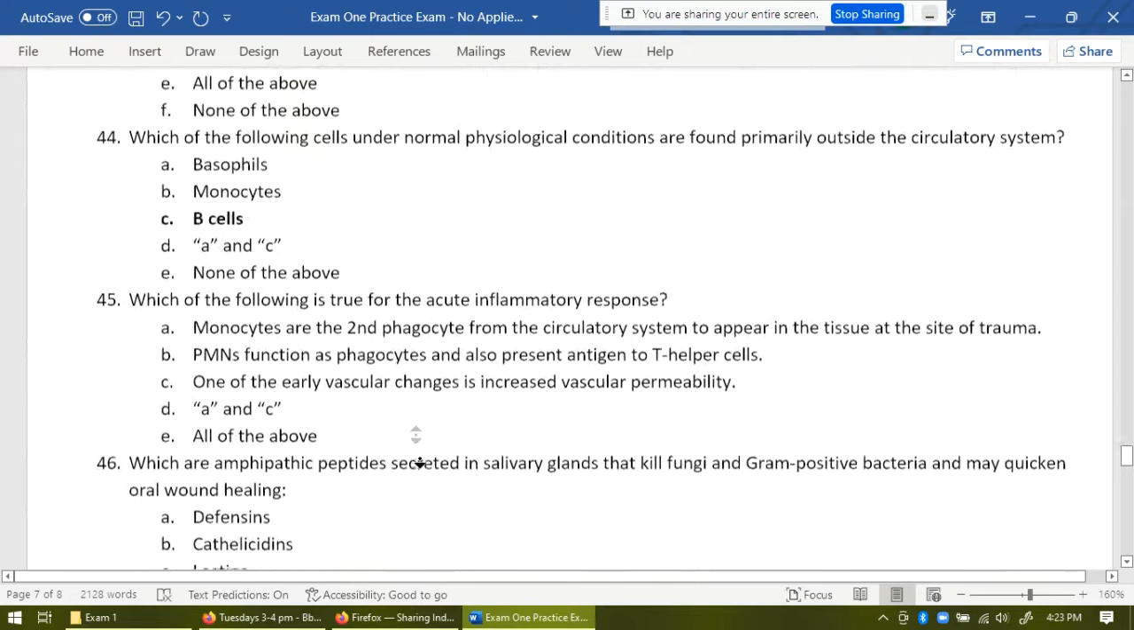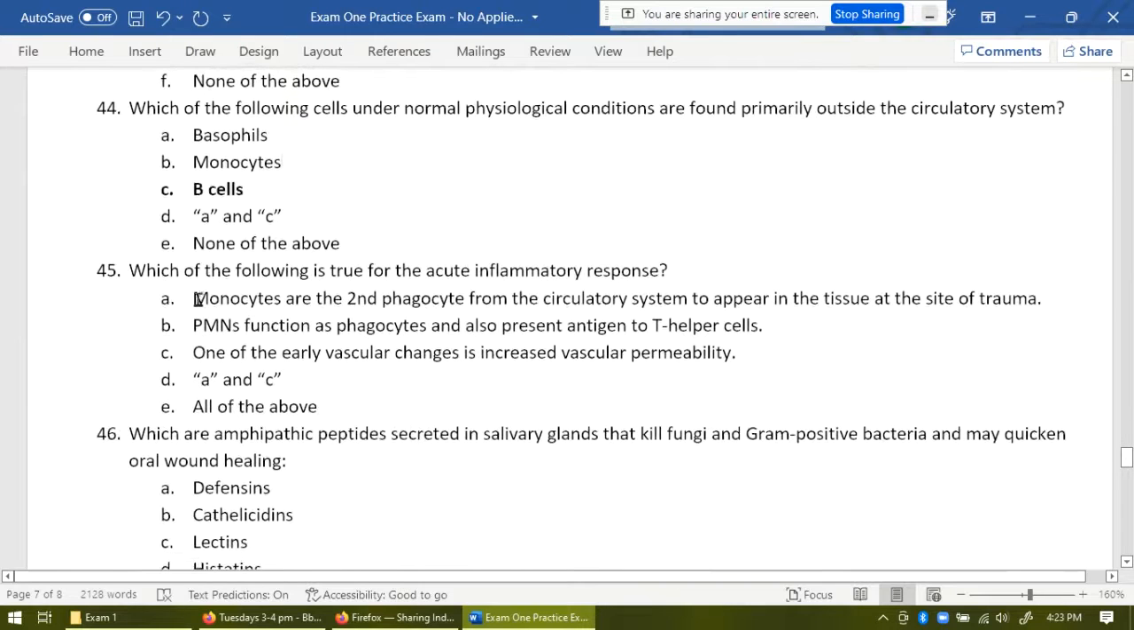Which of the following is true for the acute inflammatory response? Monocytes are the second phagocyte from the circulatory system to appear in the tissue at the site of trauma. That is true. Neutrophils are the first phagocyte to appear. Monocytes come a little bit after neutrophils. And then T cells come a little bit after monocytes usually. Okay, so that one's true.